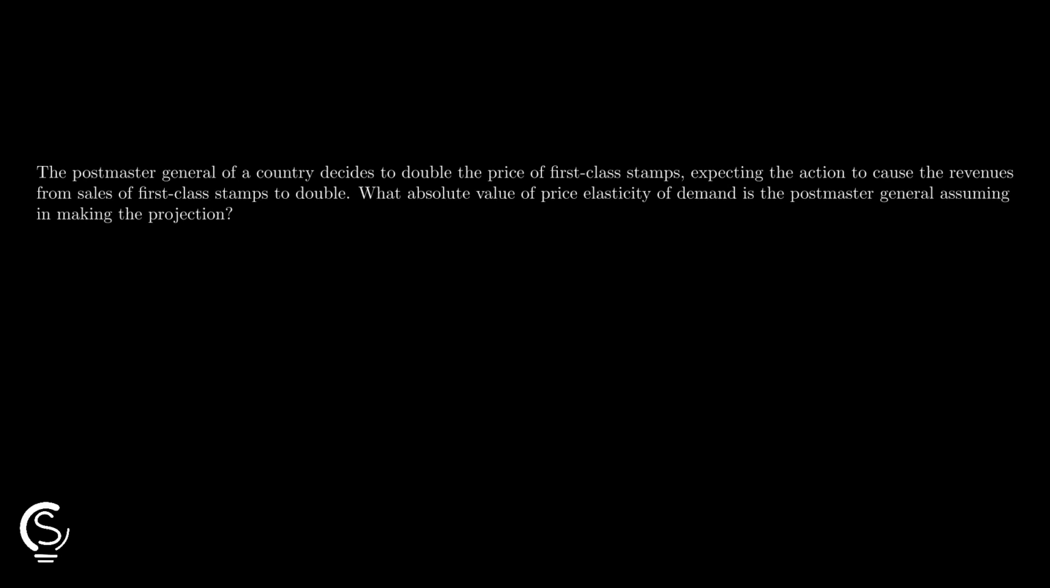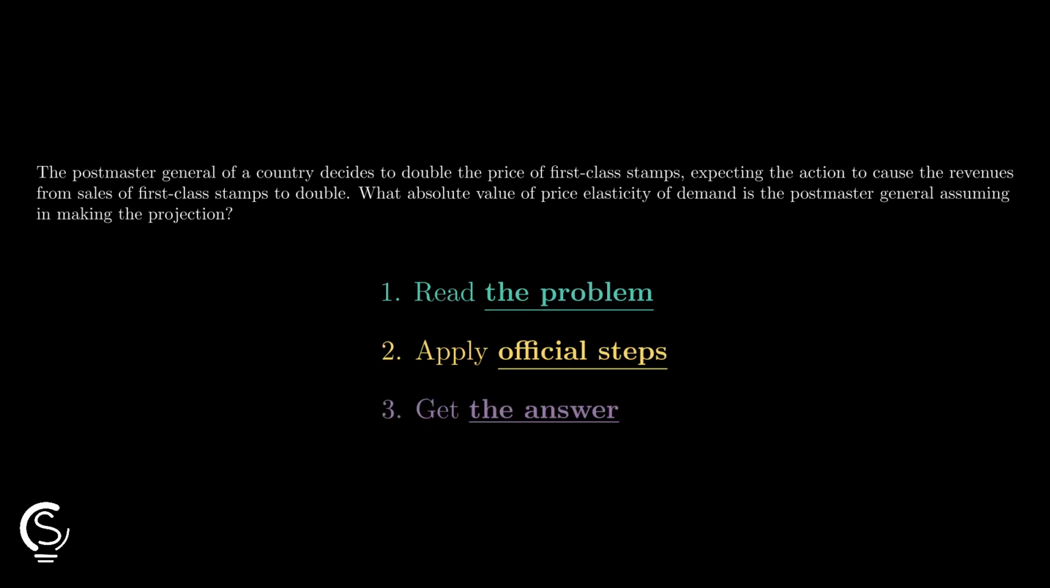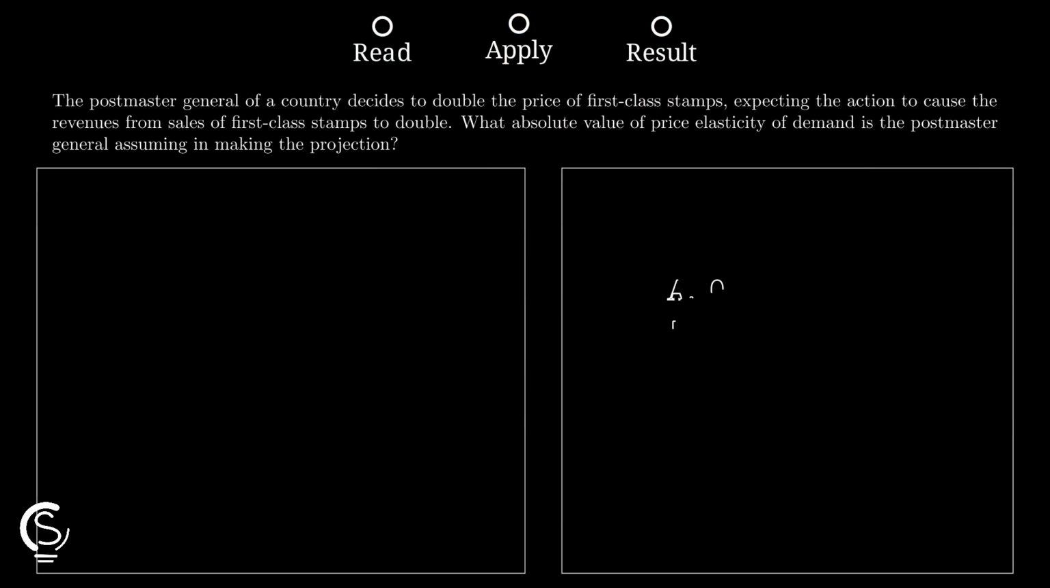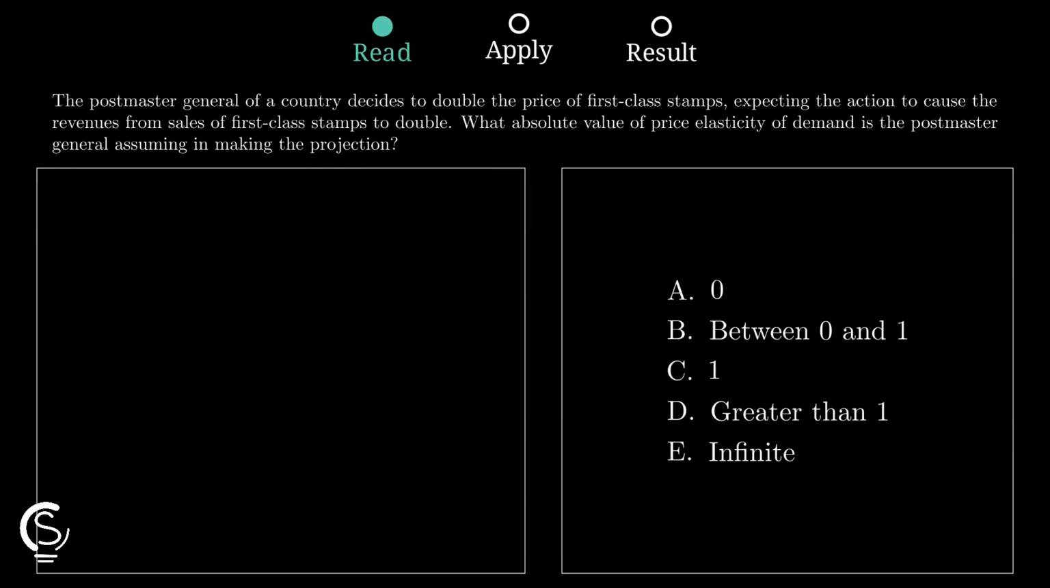Elasticity problems can be tricky, but we will solve this fast. Let's find the assumed price elasticity of demand for these first-class stamps right now. Total revenue is calculated as the price multiplied by the quantity sold. The Postmaster General expects that doubling the price will lead to exactly double the total revenue for the country.